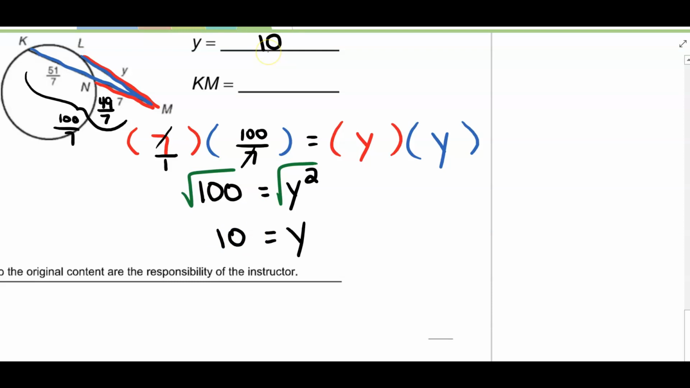So if y is 10, KM is also, we just said 100 over 7. We already found that, so we're done.